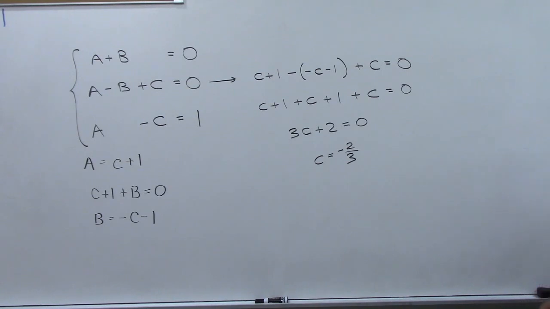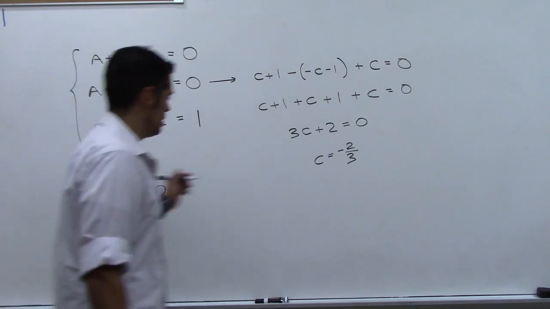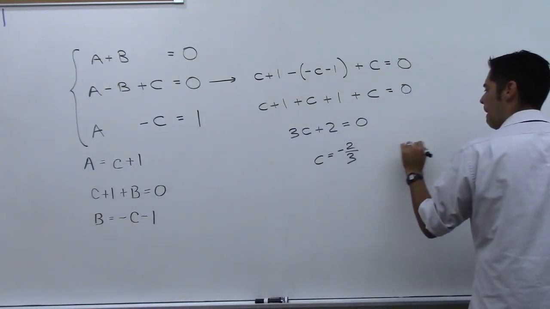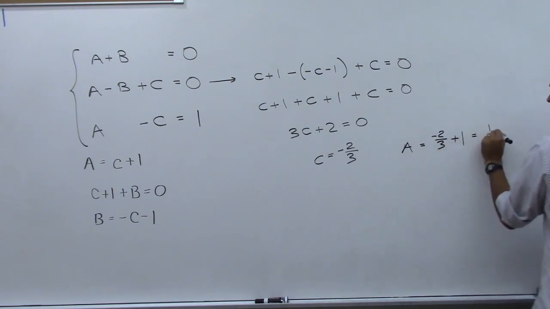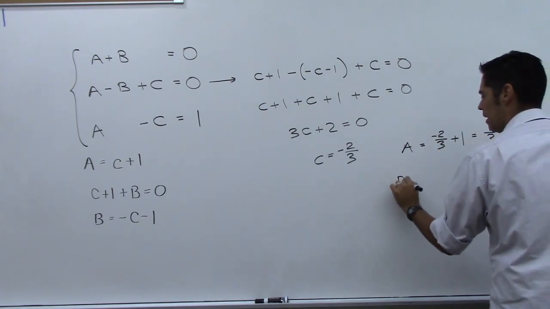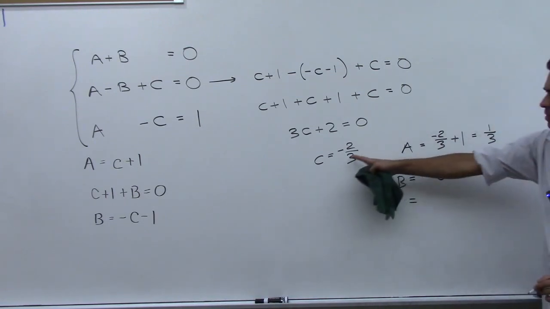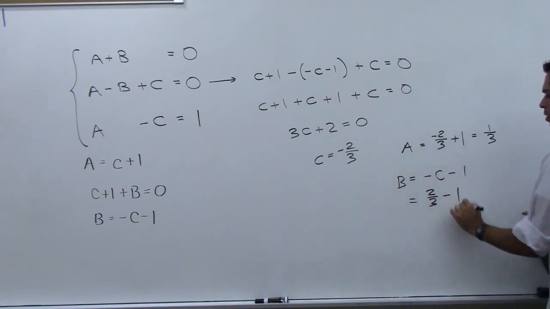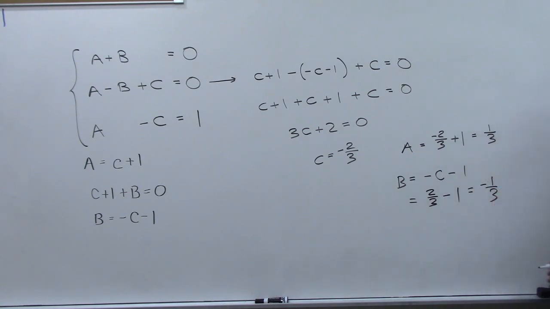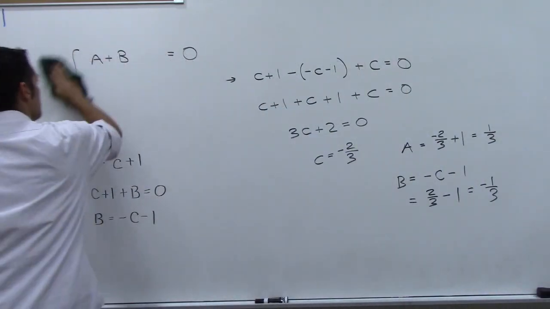All right. And then now I can figure out what a is from this. So a is equal to c, which is negative 2/3, plus 1, which is going to be 1/3. And then b is negative c minus 1. So we said c was this. So negative negative 2/3 is 2/3, and then minus 1 is negative 1/3. So I know what a is, I know what b is, and of course I knew what c was to begin with. So now I'll go and I will rewrite the integral.